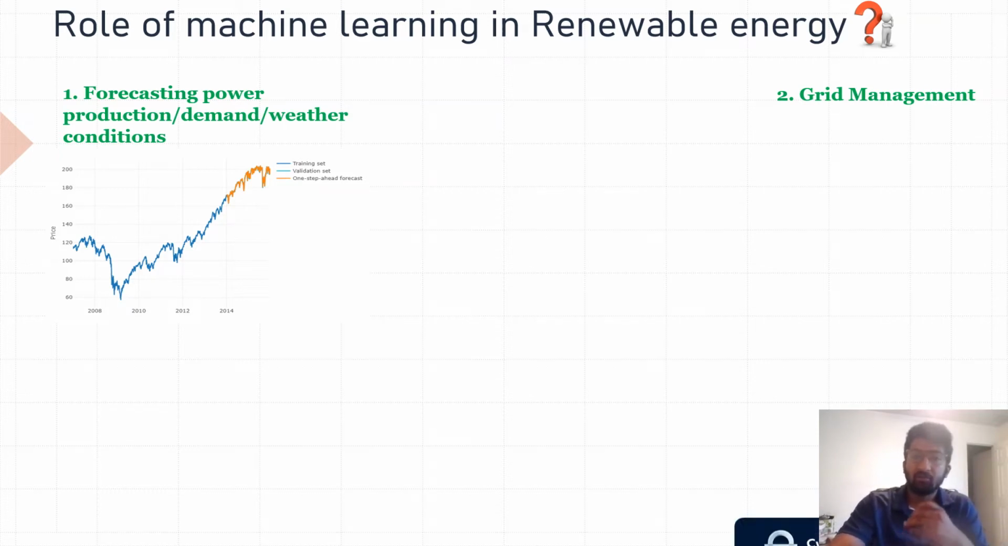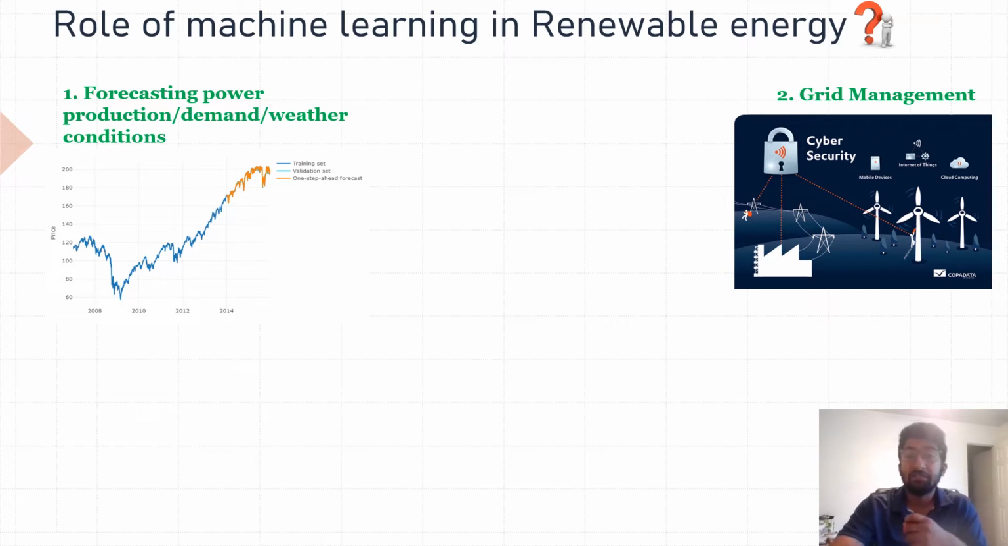So let's talk about the other applications of machine learning. The second application could be grid management. If we talk about grid management, it's about cyber security. Renewable energy sources are always in remote places, and they should always be in a network because you are trying to monitor them over a long distance. If something is in a network, it's always vulnerable to cyber attack, and it is one of the biggest problems with renewable energy nowadays.